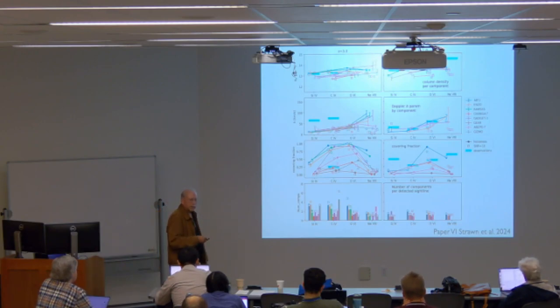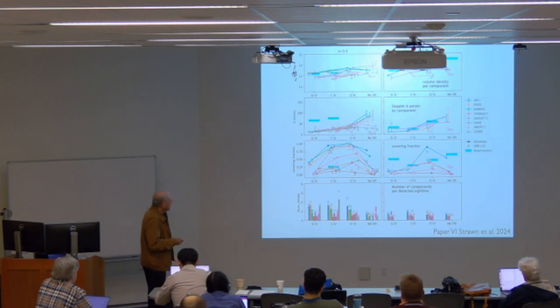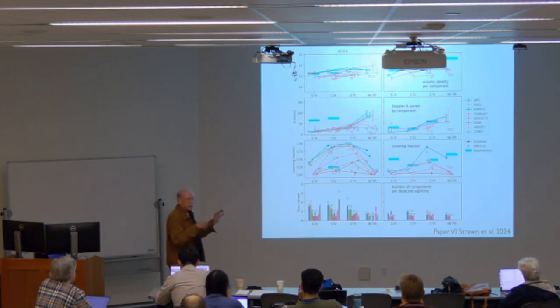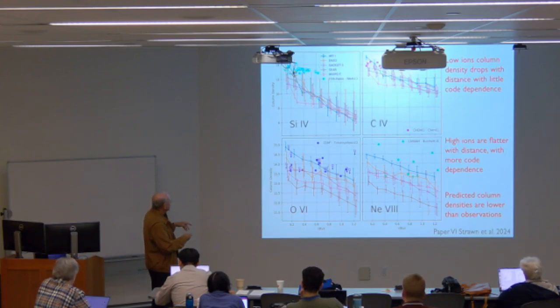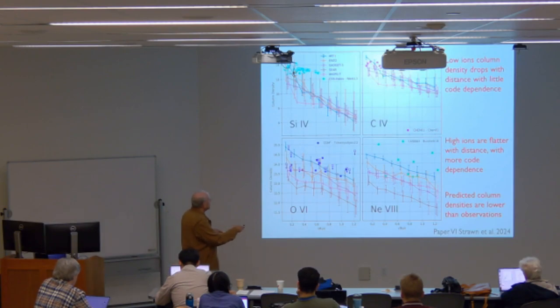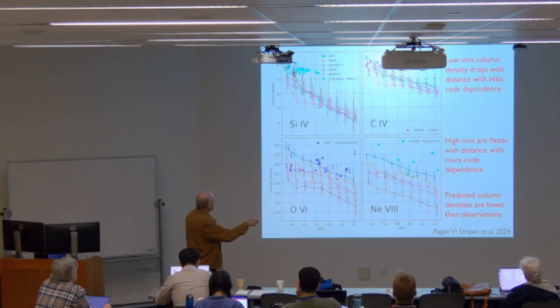In paper 6, led by Clayton Strawn, who was my graduate student, a number of different things were done. Trident was used to make lots of random sight lines through these galaxies and compare the predictions of a number of different ions with observations. Dividing into some low ions and some high ions, the low ion column densities drop with distance with little code dependence. So they're all basically following a similar pattern. Not much difference between the codes. Not terribly good agreement with observations, especially at the larger distances.